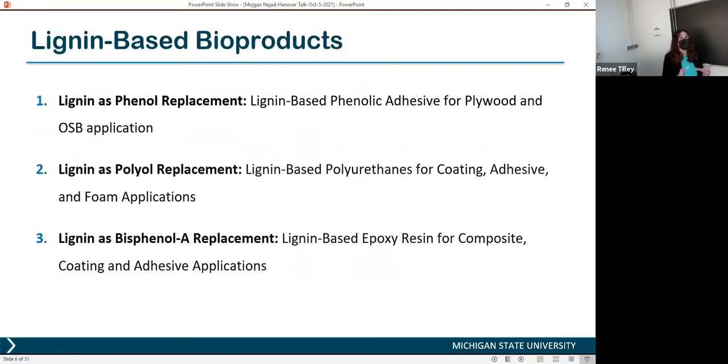I'm going to talk about three main categories of products that we work on in my lab. We use lignin to replace petroleum-based phenol in phenolic resin applications, currently used for making plywood and oriented strand board, OSB. We use lignin to replace petroleum-based polyol to make polyurethanes for coatings, paint, adhesives or glue, and foam applications. I'm going to get into much more detail. And then we also use lignin to replace petroleum-based bisphenol A, which is a very toxic chemical, in epoxy resin applications.